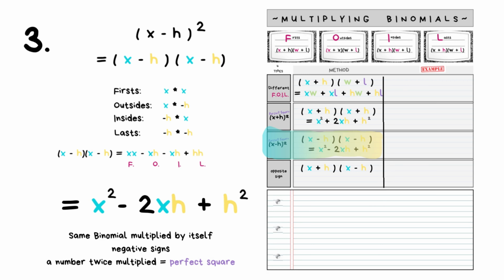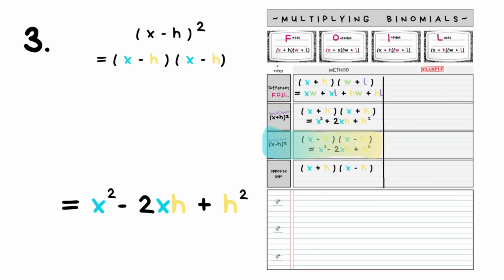Because those negative h's multiply to make a positive, if you see two of the same binomials multiplied together and their sign is negative, the pattern is always x squared minus 2xh plus h squared.